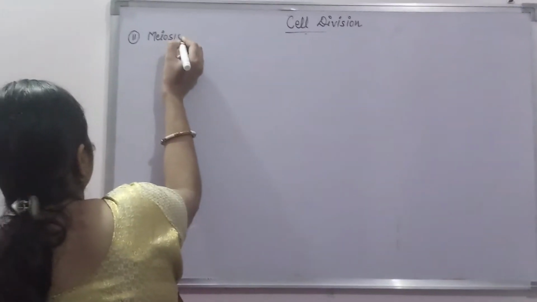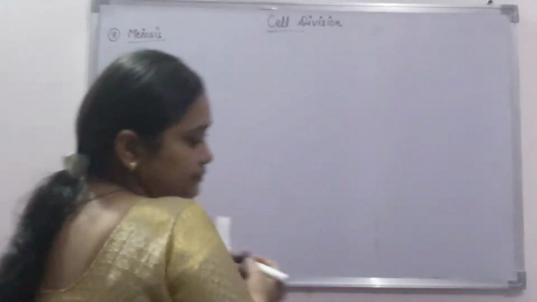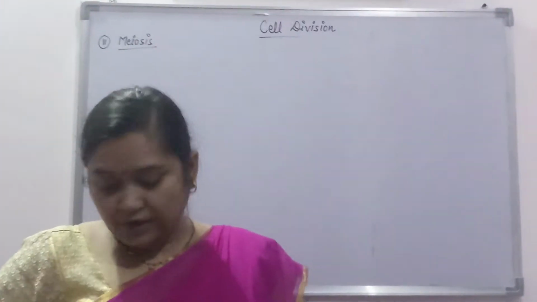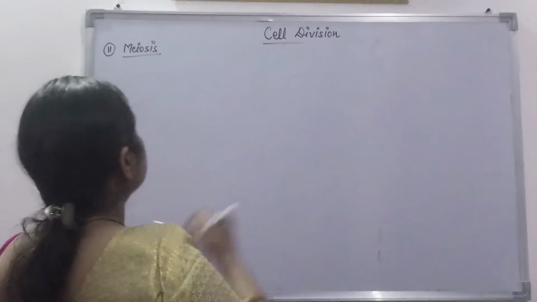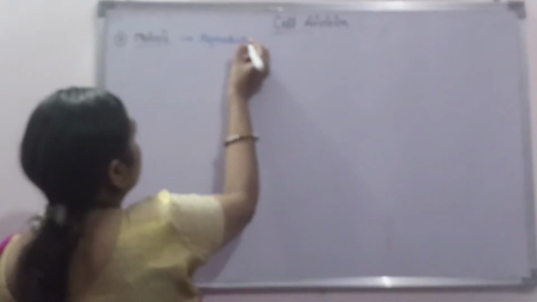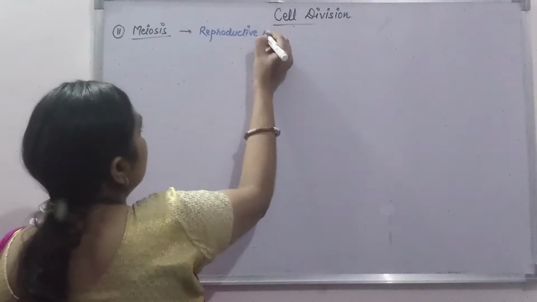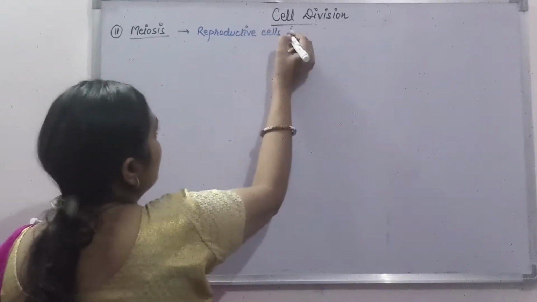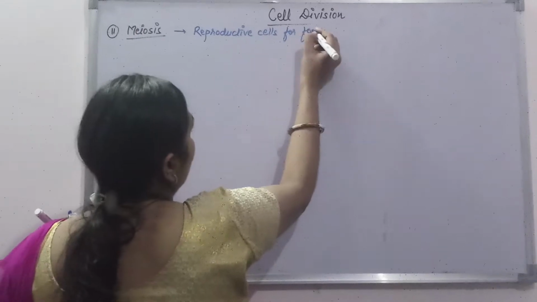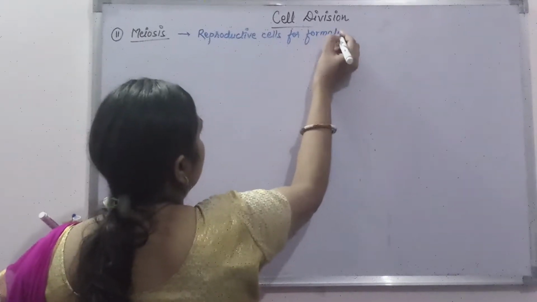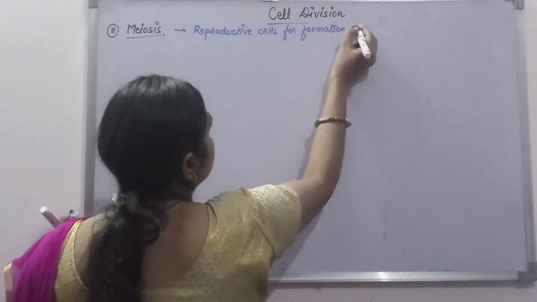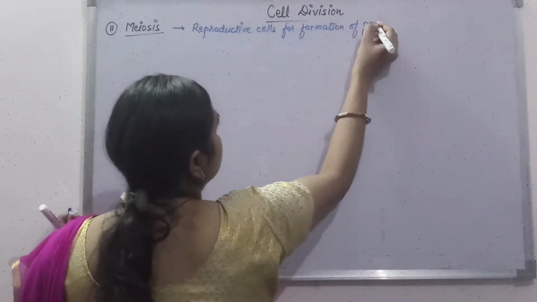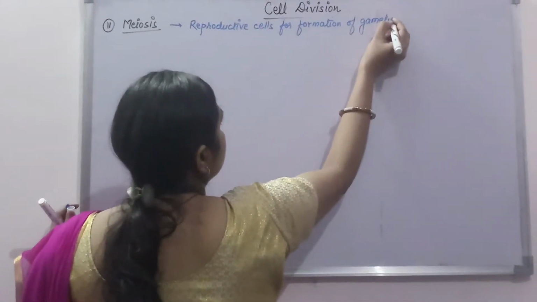Meiosis. Meiosis takes place in reproductive cells, where there is a formation of gametes.